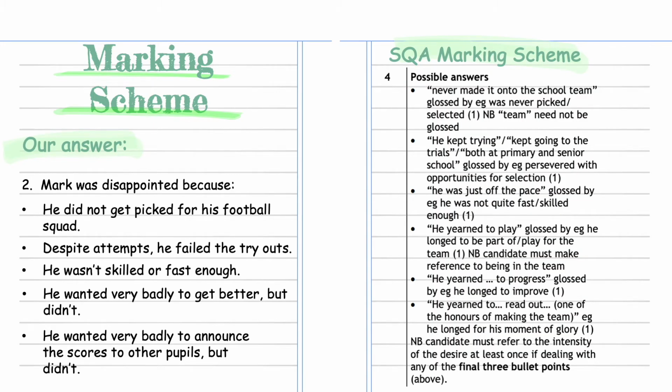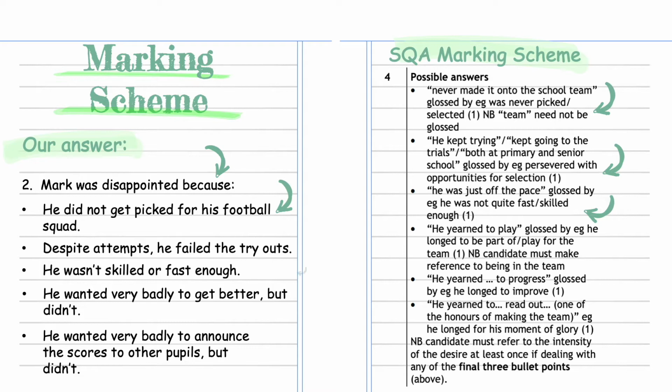So the marking scheme. Here's my answer and here's the SQA marking scheme. I've just taken a screenshot for that so you know what markers are looking for. This is exactly what we see when we mark your exams. The first one, he never made it onto the school team. You need to have glossed the word team. We can see here that I did as well. He did not get picked for his football squad. So I've already got a mark, which is brilliant. It says here that he kept going to trials, didn't make it. I said that he never got picked for his squad.